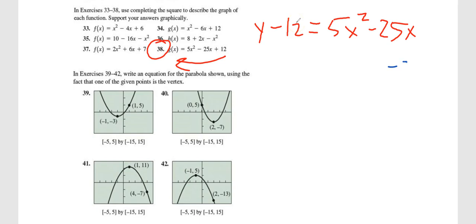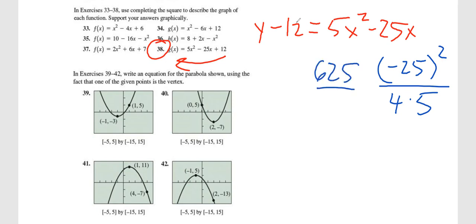What is b squared over 4 times a? What you got? I know that's 625 on the top, and that's 20 on the bottom. Does that reduce? Please tell me yes. What fraction?